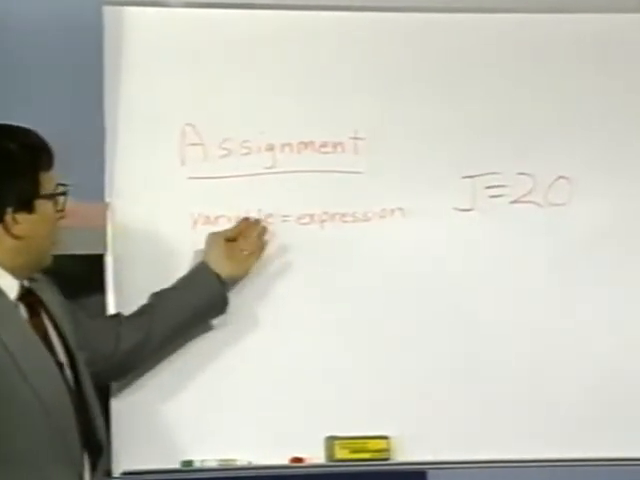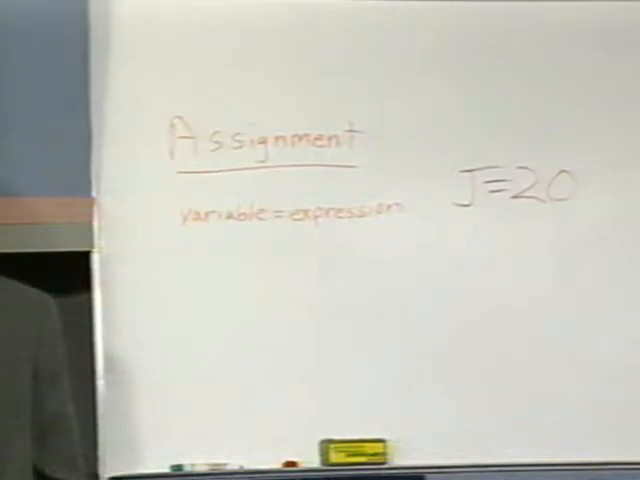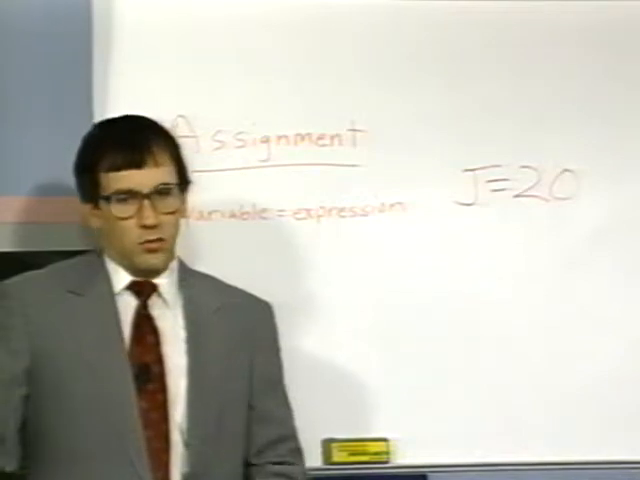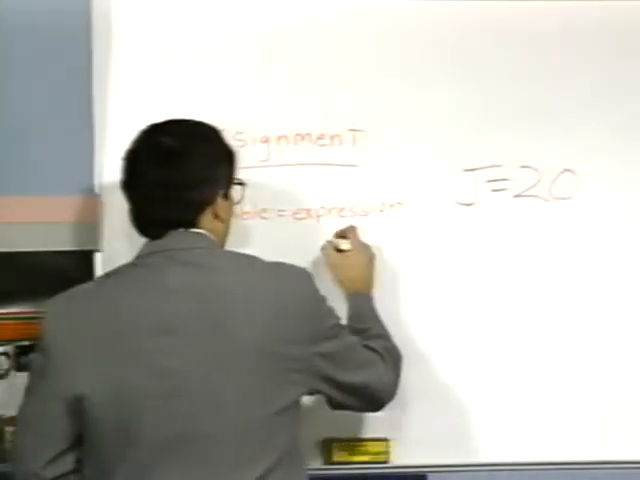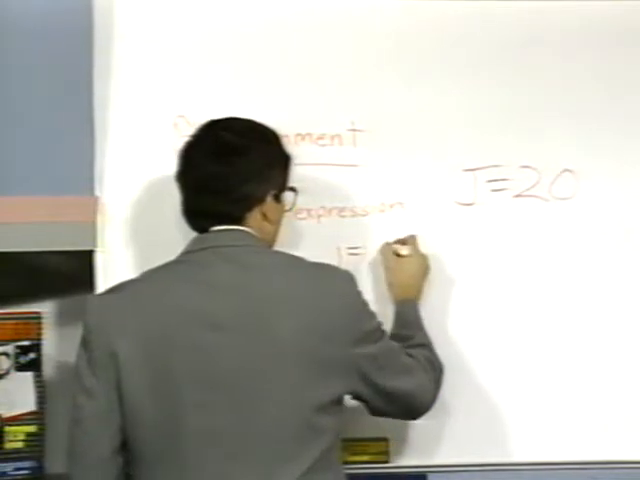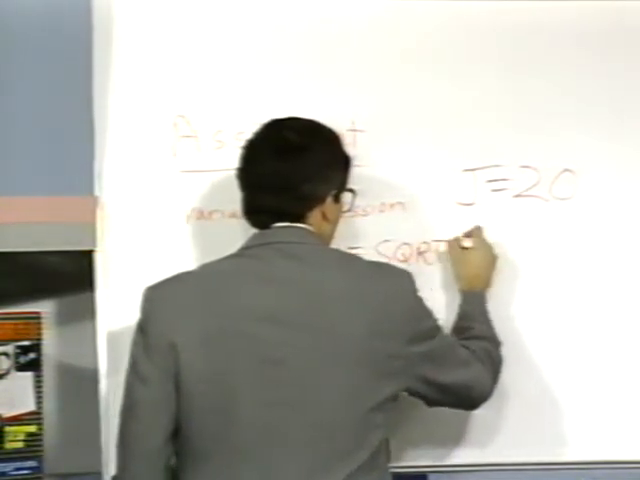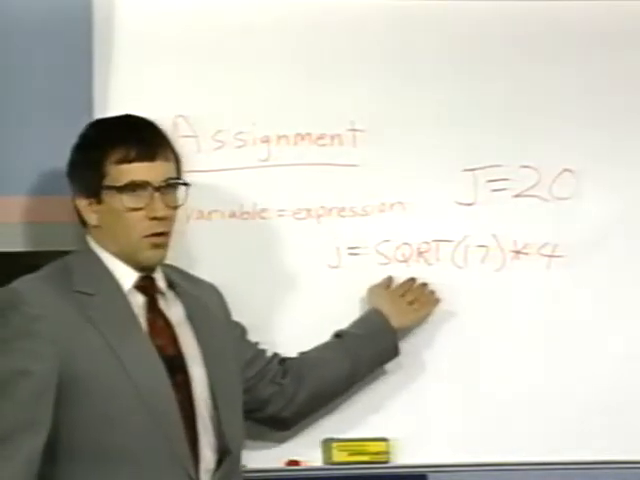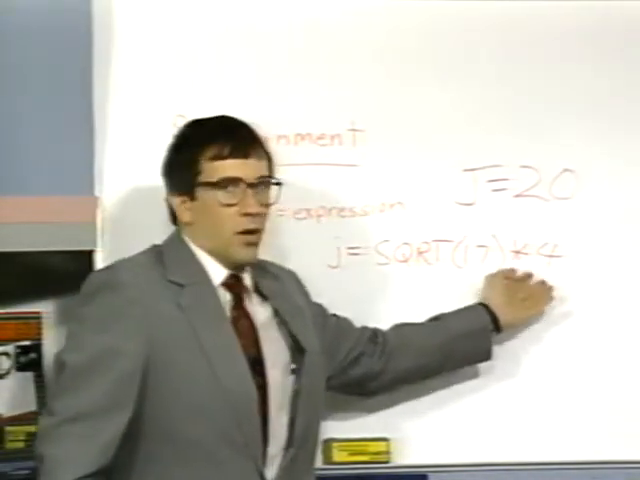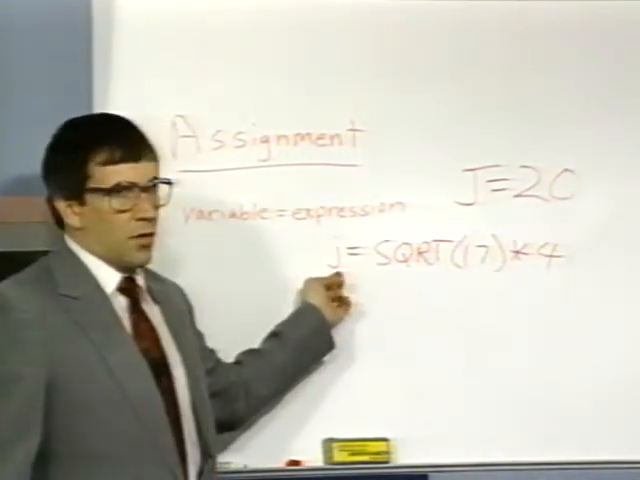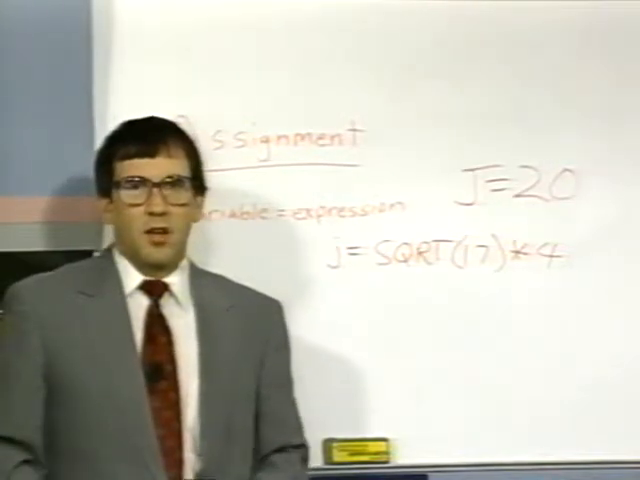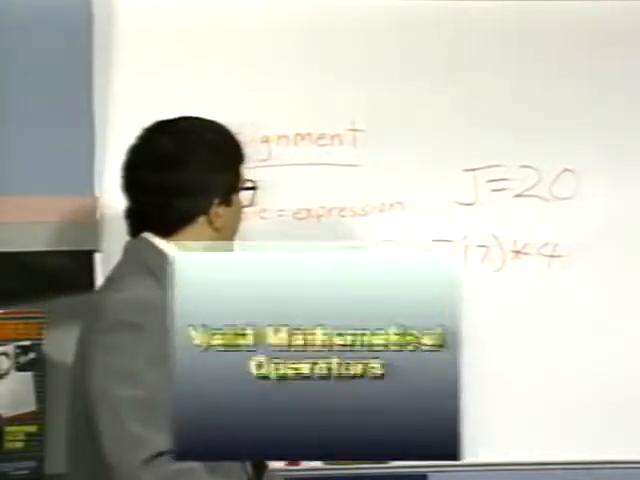The assignment statement, when we had j equals 20, takes on the form of variable, equals, and expression. The expression can be any mathematical expression, no matter how complex or simple. For example, if we wanted to say j equals square root 17 times 4, this is okay. This takes the square root of 17, multiplies it by 4, and assigns that value to the variable j. This is similar to many other programming languages, such as BASIC, Pascal, and most common languages.